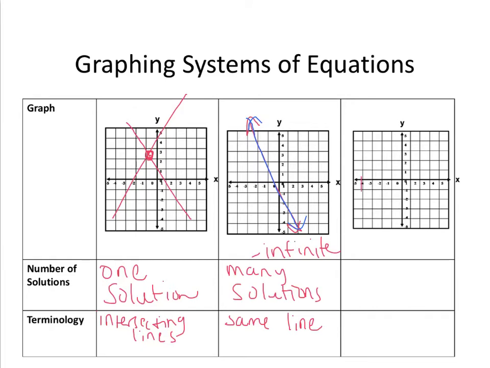The next example is when I have one line here, and the next here. I guess I should make this one into blue also. Here, this one would be considered no solution. The lines never intersect, so the lines are parallel. For parallel lines, they have the same slope, but they have a different y-intercept.